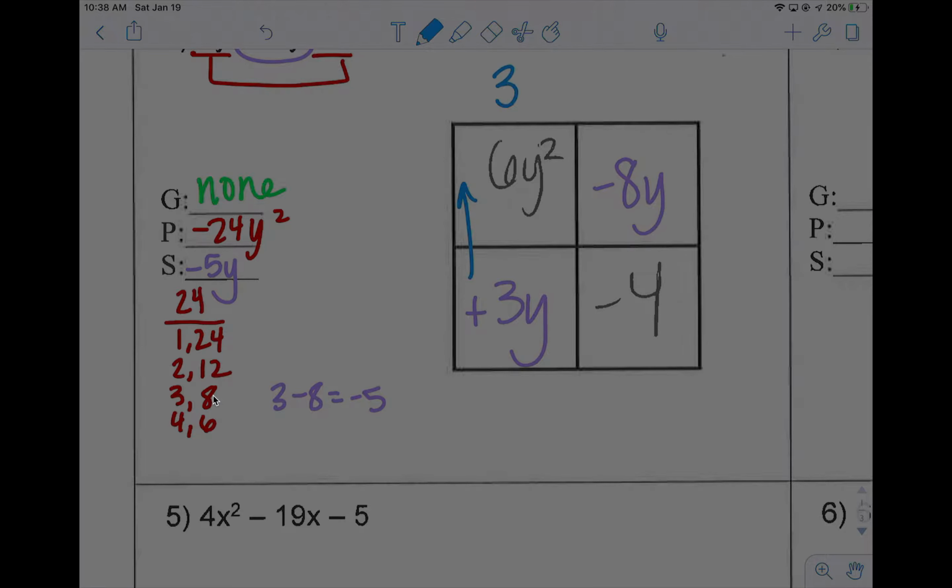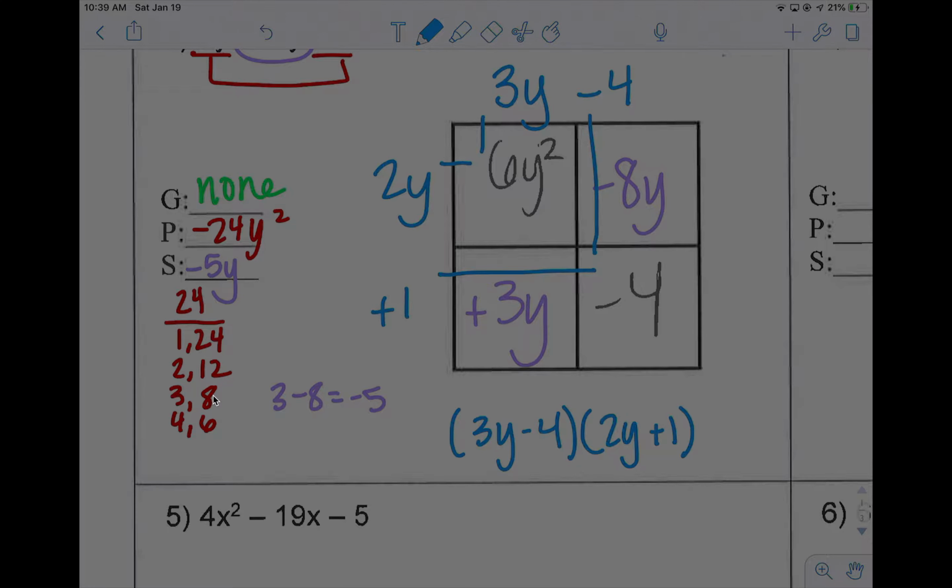So 6 and 3 share a 3 and a y. Negative 8 and negative 4 share a 4, and it is negative because the box closest to where I'm writing my answer is negative. 6y squared and negative 8y share a 2 and a y, and negative 3y and negative 4 share a 1. Quick check, 2y and 3y multiply to 6y squared. 1 times negative 4 is negative 4, so I have 3y minus 4 and 2y plus 1.